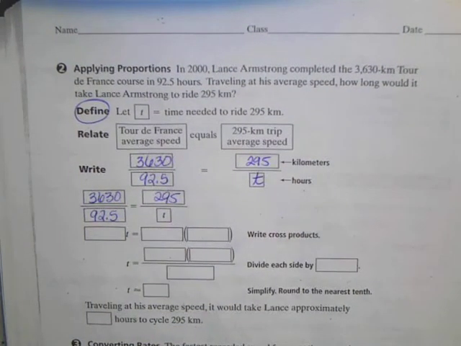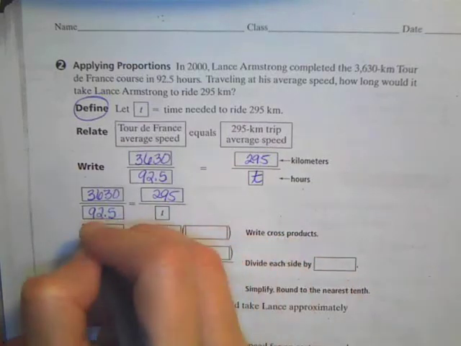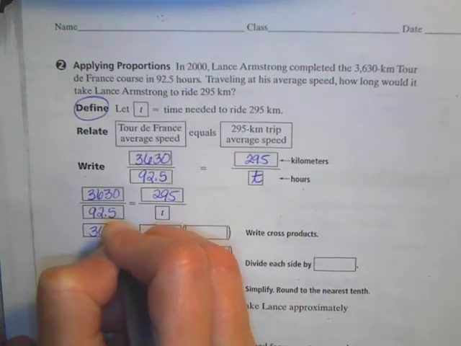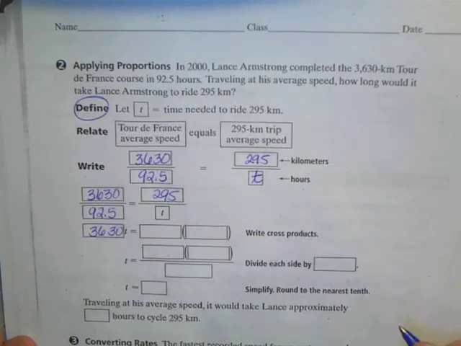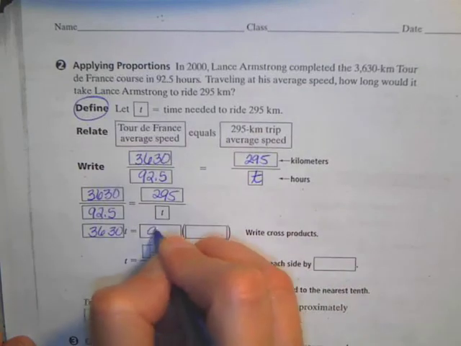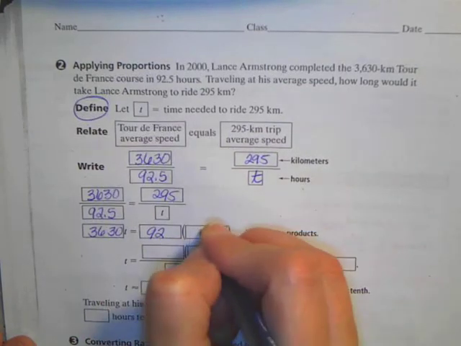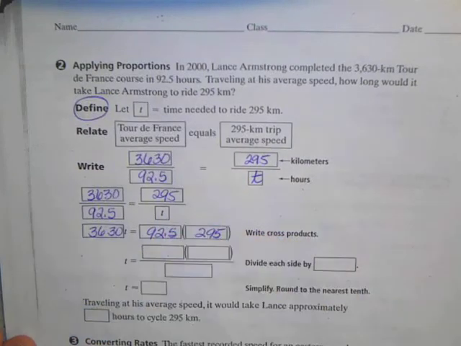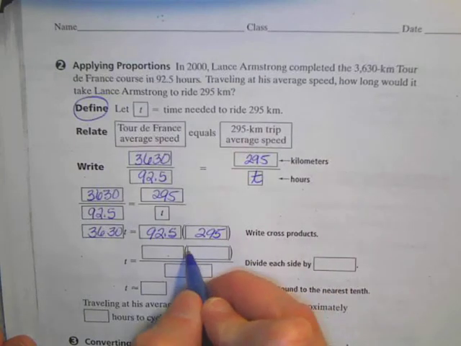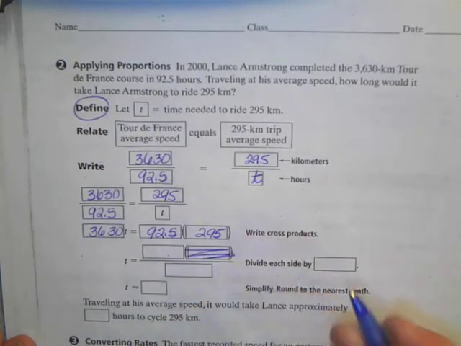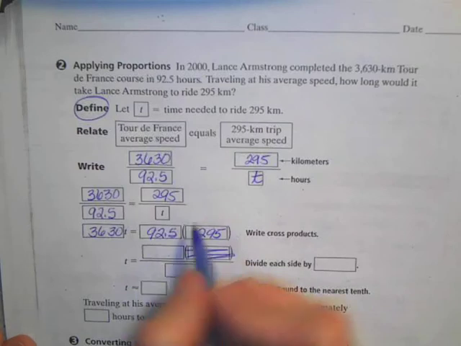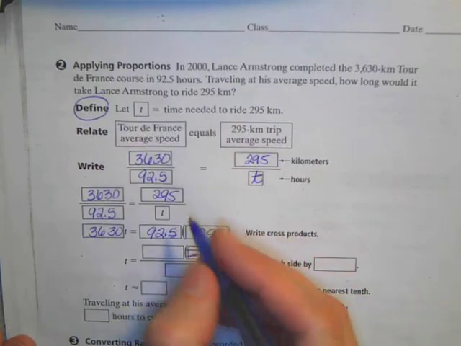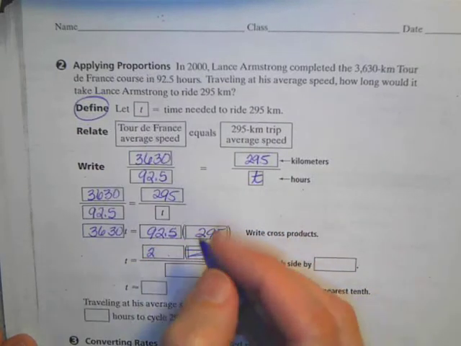And we do our cross products here. So that's going to give us 3,630 T equals 92.5 times 295. At this point, I believe they left too many boxes here, so I'm just going to scratch this one out. The product here of 92.5 and 295 is 2,000.